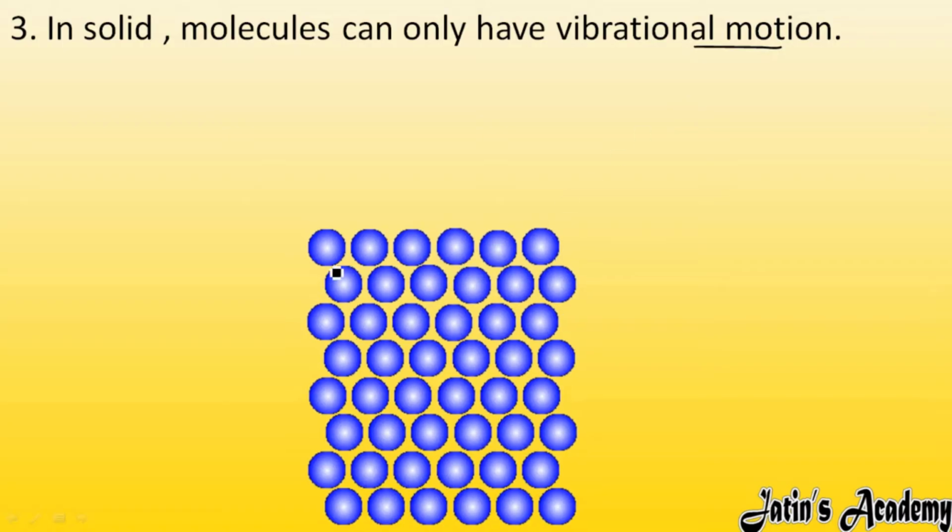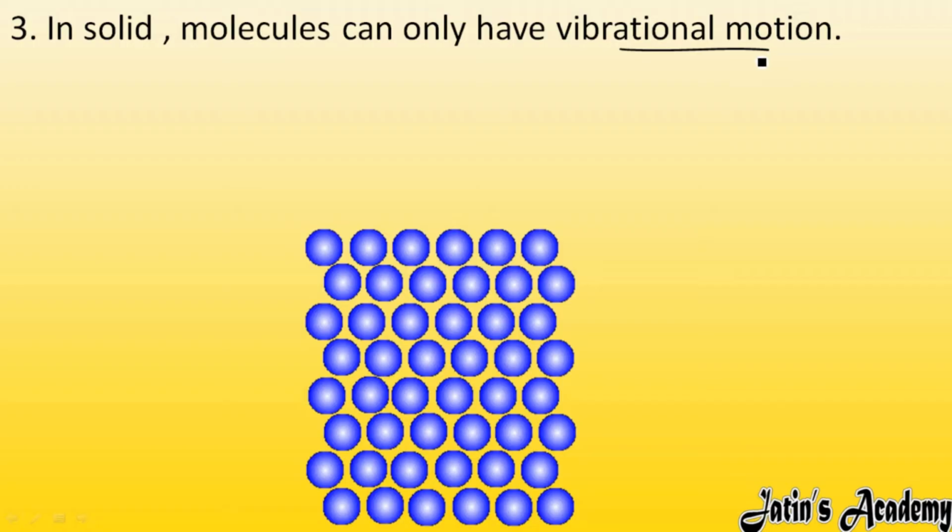Next, third point, in solids molecules can have only vibrational motion. Here molecules are only vibrating about their mean position. Like this they are vibrating, or like this they are vibrating. They are not moving here and there. They are just vibrating about their mean position. If the molecules vibrate only about their mean position, then we call that motion vibrational motion.